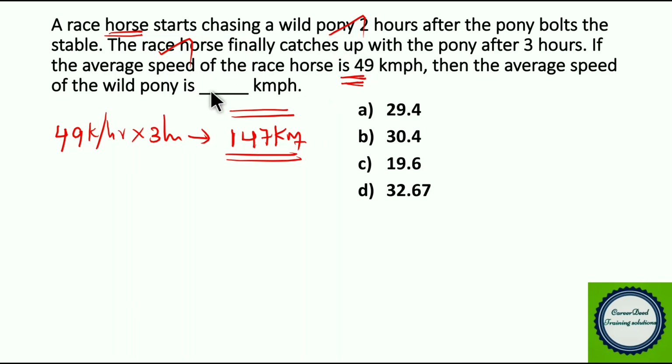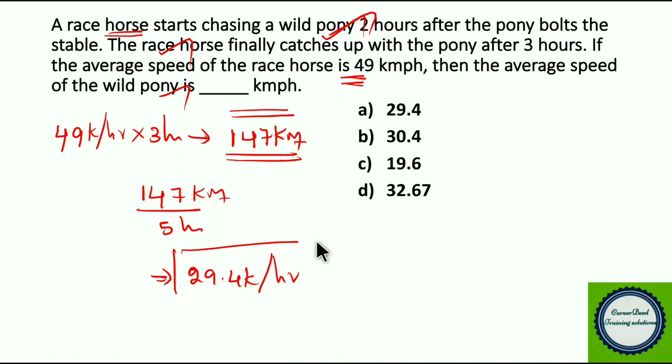Now you have to find the speed of the wild pony. So speed is distance divided by time. What is the total time taken by the pony to cover this 147 kilometers? It's 5 hours, right? So 147 divided by 5, you get 29.4 kilometer per hour. So the speed of the pony is 29.4 kilometer per hour, since it is taking 5 hours.